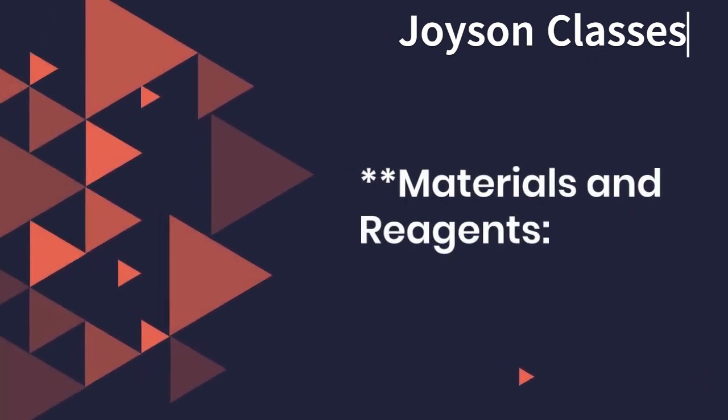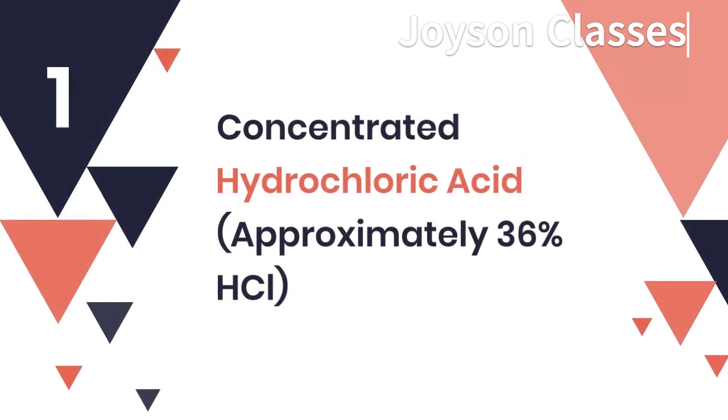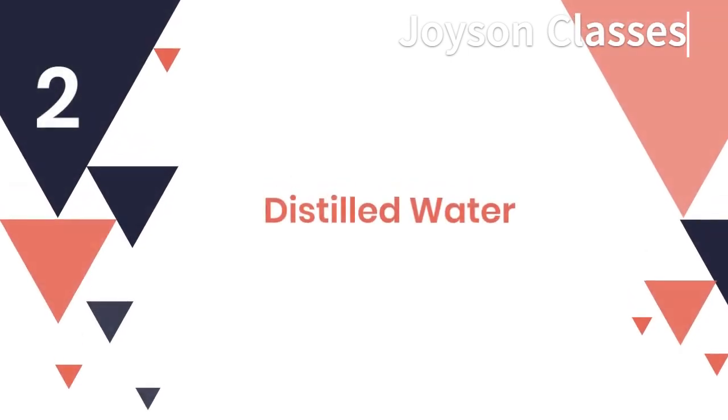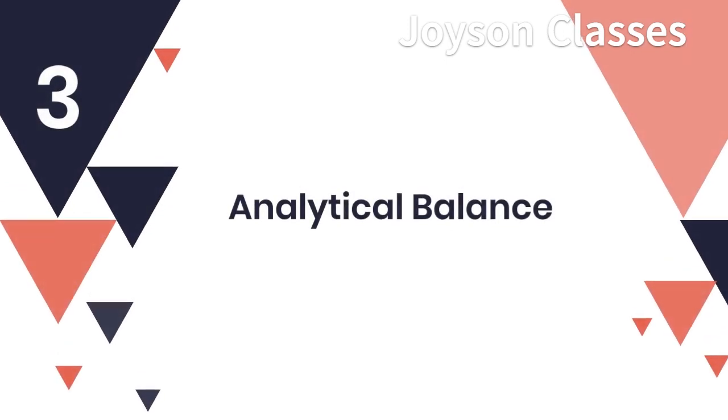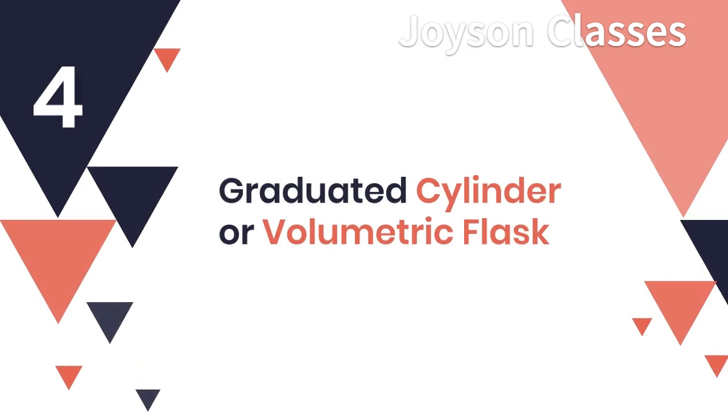Materials and reagents: 1. Concentrated hydrochloric acid, approximately 36% HCl. 2. Distilled water. 3. Analytical balance. 4. Graduated cylinder or volumetric flask. 5. pH meter.